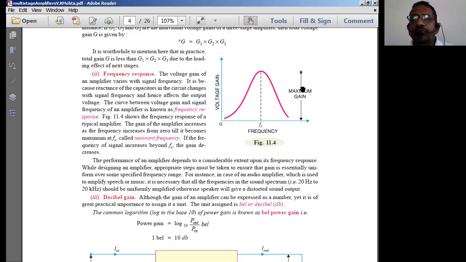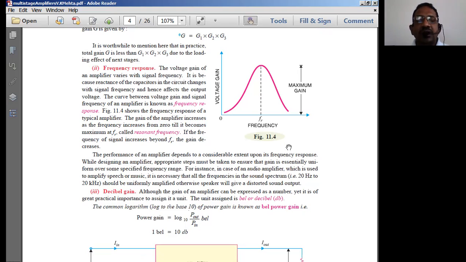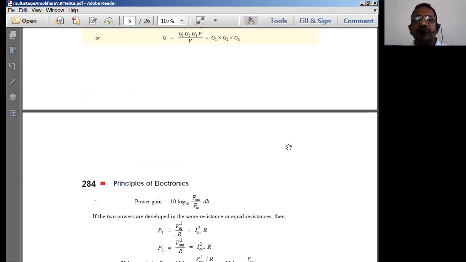If you don't go for multi-stage amplifiers, the gain is going to be maximum only for a very narrow band of signals. Therefore, for narrow band amplifiers, we use a single amplifier stage. But for wideband applications, wideband means what? For a wide range of frequencies, the gain should remain constant, known as wideband amplifiers. So in order to construct wideband amplifiers, we normally go with multi-stage amplifiers, known as the RC coupled amplifier, which we discussed earlier.